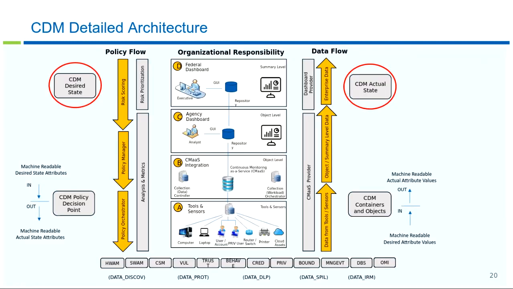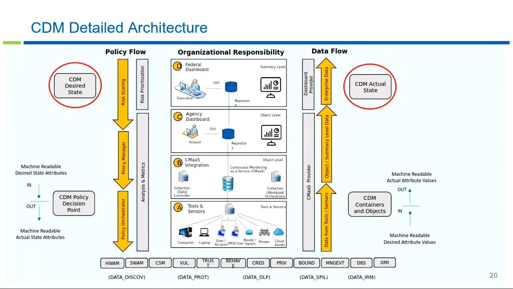So here's a diagram that describes exactly how the policy flow and the data flow work within the CDM architecture. If we focus first in the middle, we have the four layers. Layer A, tools and sensors at the bottom, feeds up to Layer B, which is the integration layer. Continuous monitoring as a service integration flows up to Layer C, agency dashboard, which is a repository at the agency level and a display of a current state, as well as Layer D, which is a federal dashboard, which is an aggregate repository, a summary level information.